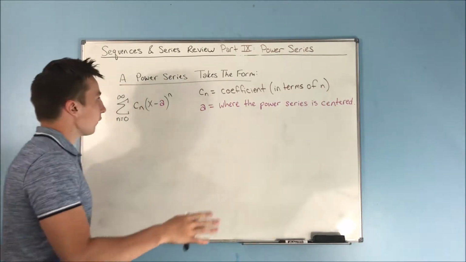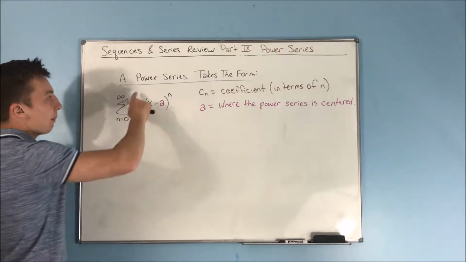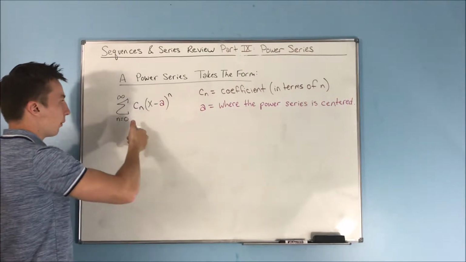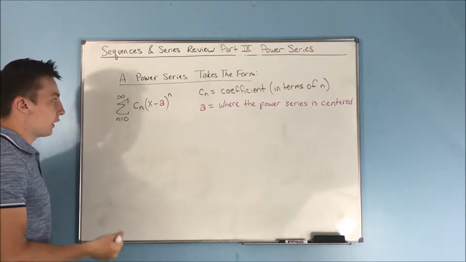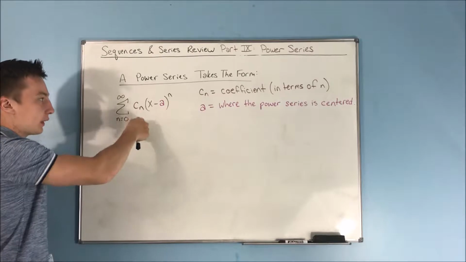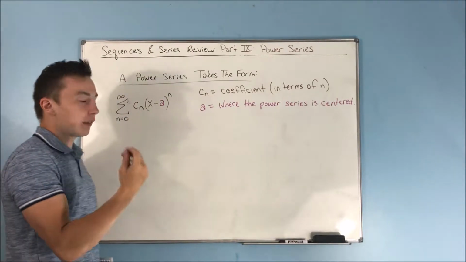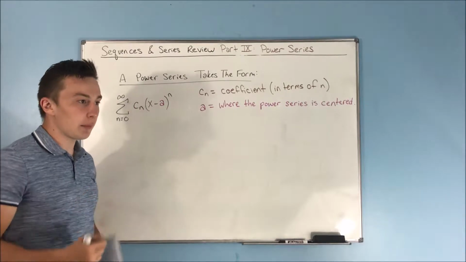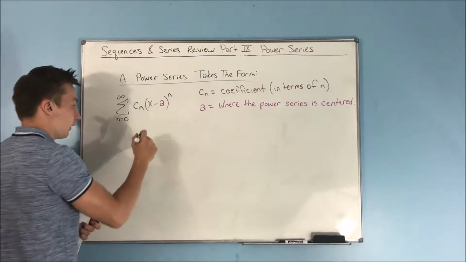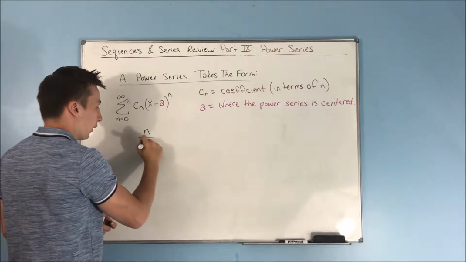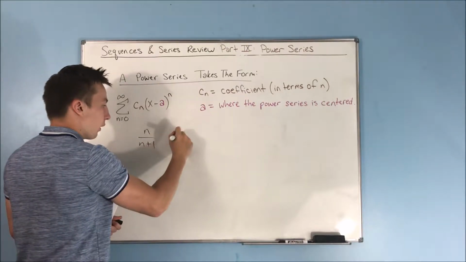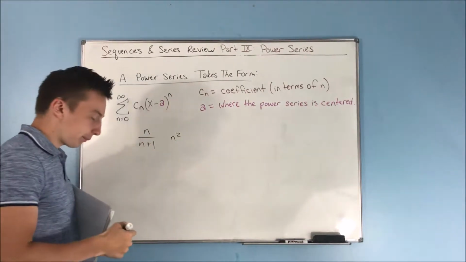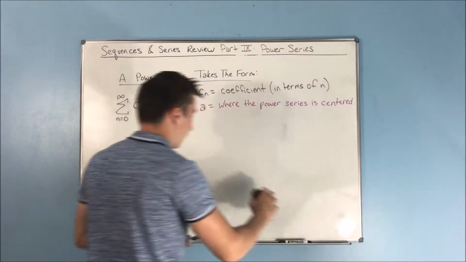So what a power series is: a power series takes the form the sum from n equals 0 to infinity of c sub n, where c sub n is just the coefficient out front of this x minus a, and that's something in terms of n. Like c sub n could be something like n over n plus 1 or n squared, or something in terms of n. So that's what we're talking about there.